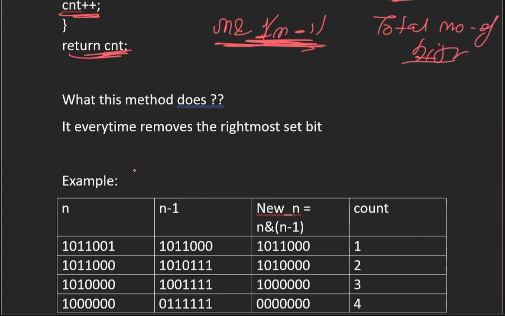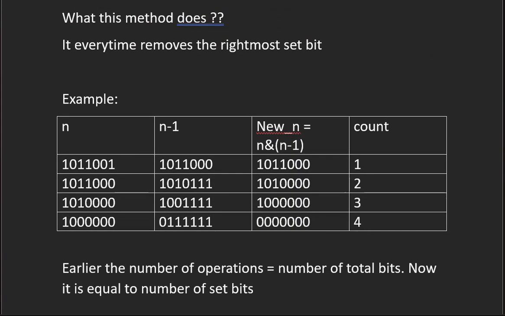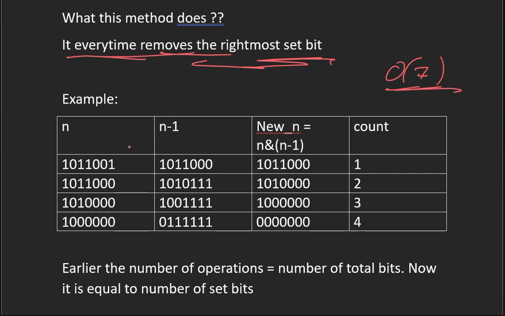So what Kernighan's method does is that every time it removes the rightmost set bit. Let's see the same example that we have seen above. In the above case it took big O of 7 time, but here it will take only 4 operations, that is big O of 4. Let's see how it works. Initially n is this number, and this is n minus 1.